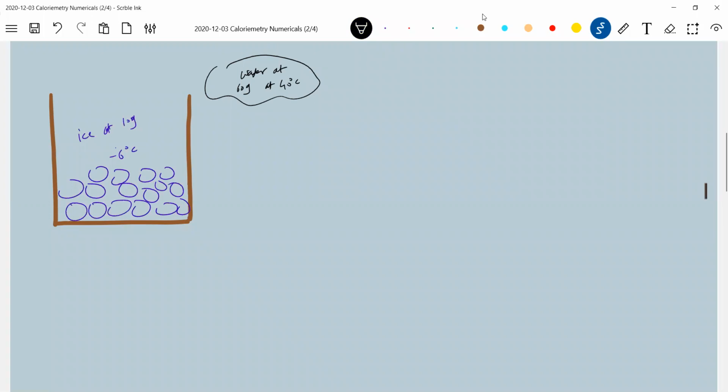60 gram of water at 50 degrees Celsius is added. Water equivalent of calorimeter is 5 gram. What will be the final temperature of this one? Okay, work out now. Water equivalent of calorimeter is 5 gram.